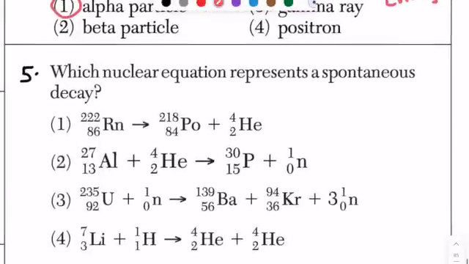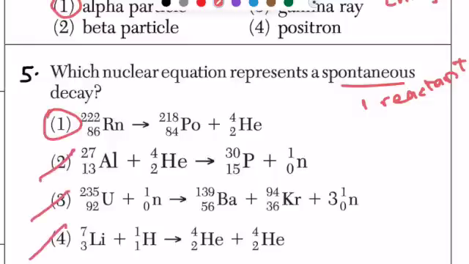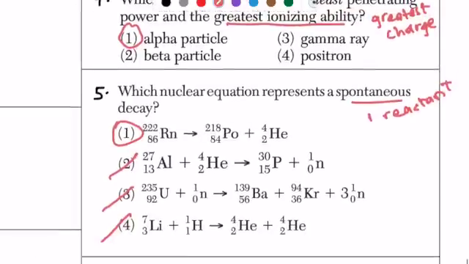Which nuclear equation represents spontaneous decay? Spontaneous decay is the one that only has one reactant. So if you look at all of your options, this one has 2 reactants, 2 reactants, 2 reactants, so only one. That is your answer.